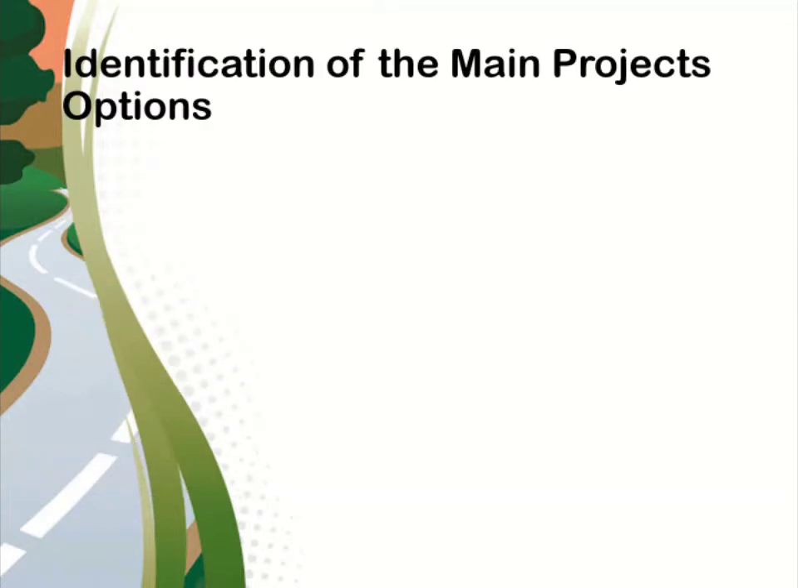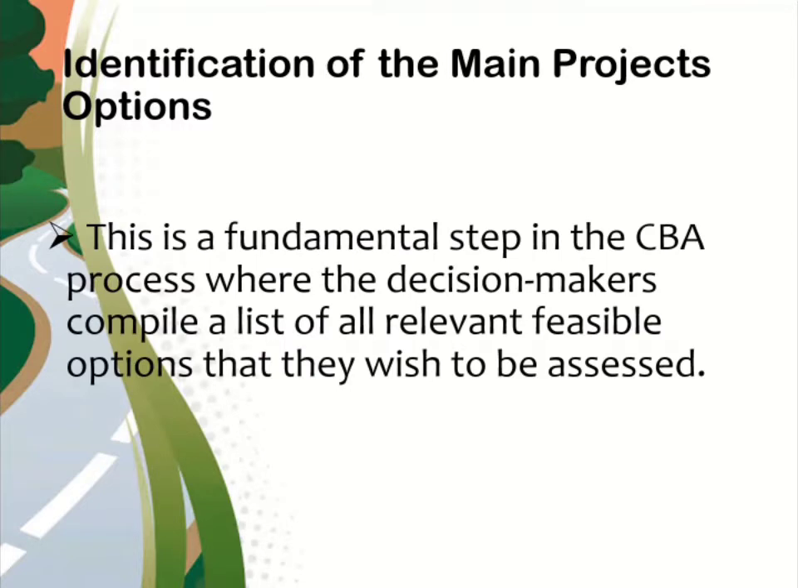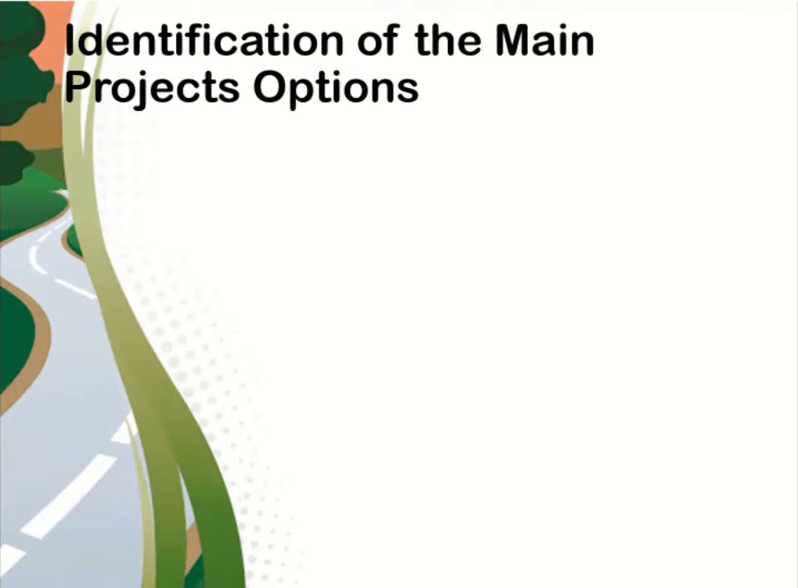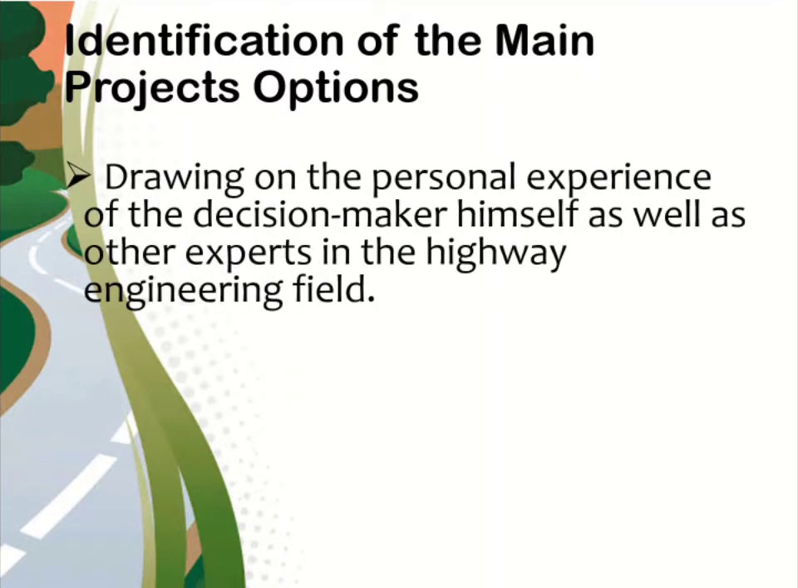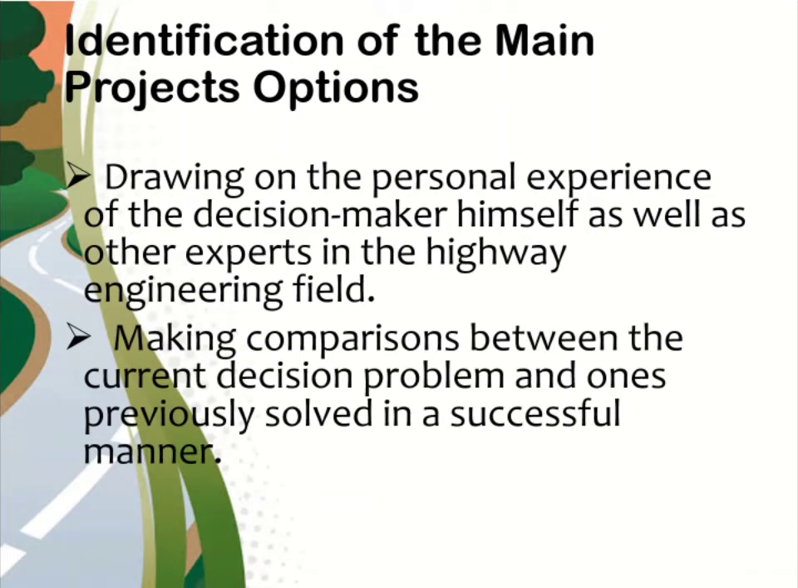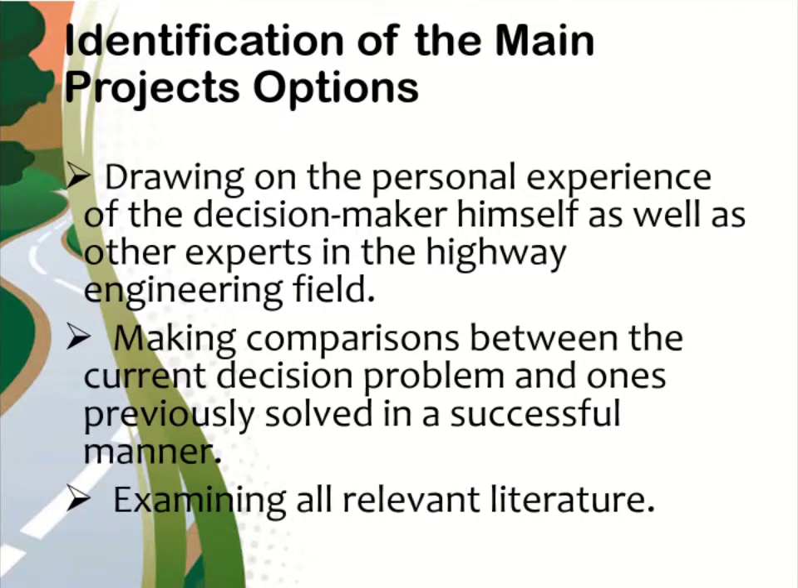Identification of the main project options. This is the fundamental step in the CBA process, where the decision makers compile a list of all relevant feasible options that they wish to be assessed. There are many procedures for both identifying and defining project options. These include drawing on the personal experience of the decision maker himself, as well as other experts in the highway engineering field, making comparisons between the current decision problem and ones previously solved in a successful manner, and examining all relevant literature.